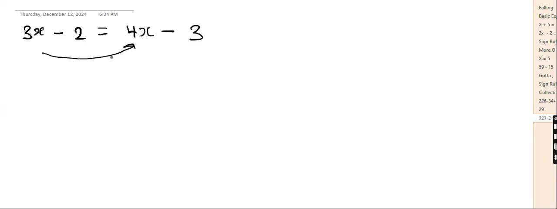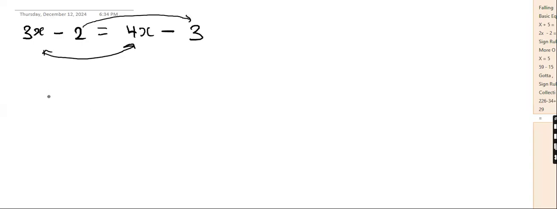So let's pick up a situation where we have 3x minus 2 equal to 4x, right, minus 3. And we want to solve for this. So this is a simple equation. So we follow the rules. So these two numbers we have to bring together, right? And this other number we have to bring together. That's how you collect your similar data.